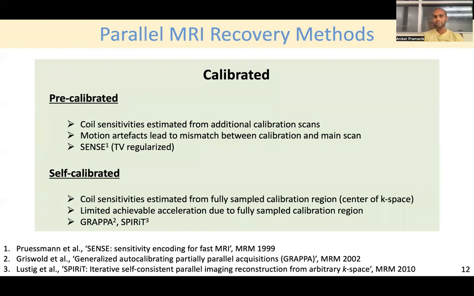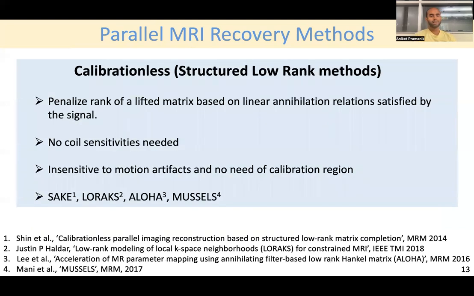Parallel MRI recovery methods can be classified into calibrated and uncalibrated methods. Calibrated methods rely on calibration scans to estimate coil sensitivities, and those methods are pre-calibrated methods. Some methods estimate coil sensitivities from the fully sampled center of K space. Those are called self-calibrated.